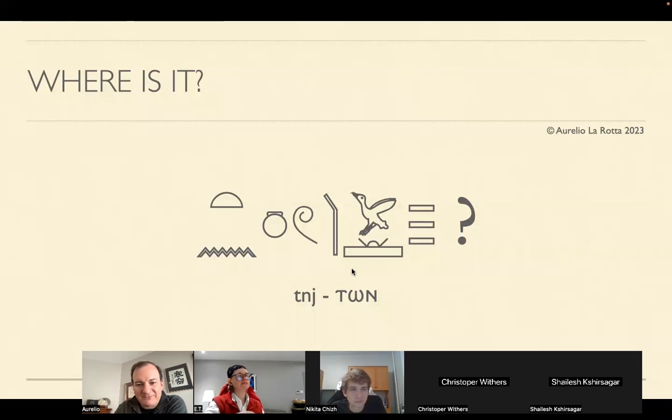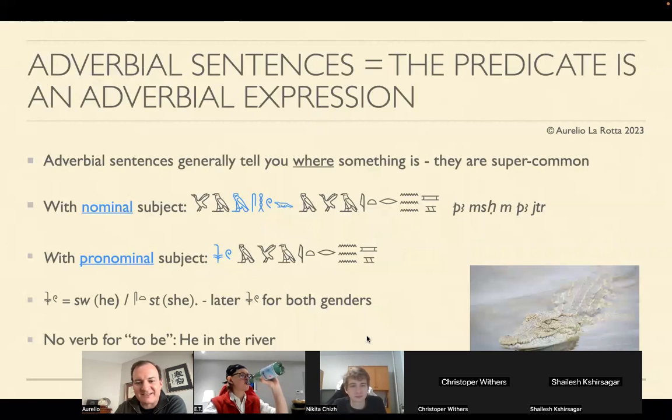Now, to be able to use it, we first need to know how to make adverbial sentences in late Egyptian. I'm simplifying here a little bit. So adverbial sentences, where the predicate is an adverbial expression, so something like in English, he is there. Adverbial sentences, not generally, that's maybe an overstatement, often tell you where something is. So they're super common. And Egyptian doesn't have a word for is.